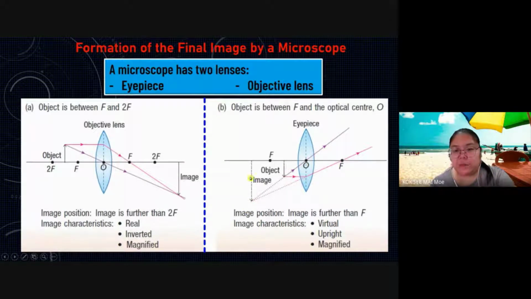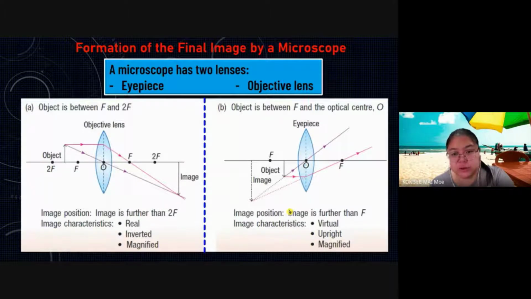Then after that, we compare the two arrows. This one is upright, because you are inverted, I am also inverted, so we call it upright already. Then the size becomes bigger, so magnified. So what is the meaning? For the microscope, when you see the final image, it is surely virtual, because if you use something to cover, you cannot see the image. It cannot be captured on a screen. They just let you see it only.